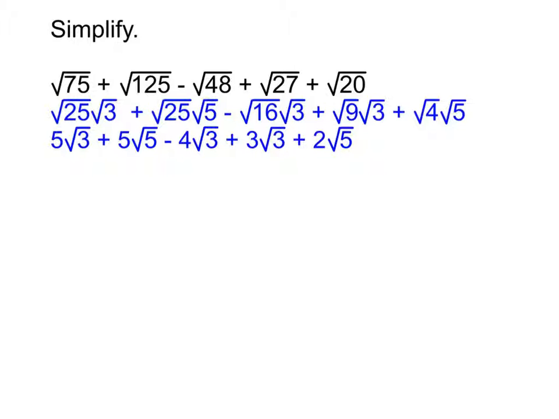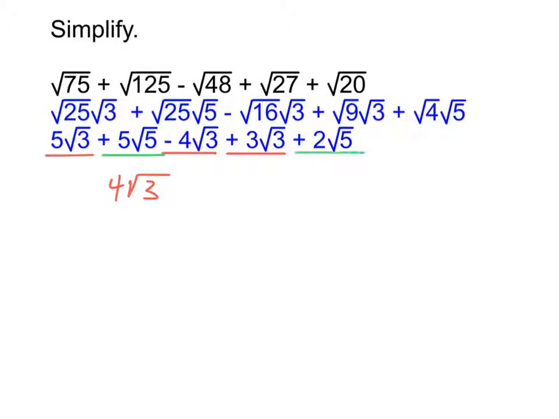Now, when I say like terms, that means ones that actually have the same radical in them. So like, I can add and subtract the root 3's. So I'm going to go ahead and combine all of those. So notice I have 5 minus 4 plus 3 of the root 3's. So 5 minus 4 is 1, 1 plus 3 is 4, so it's going to end up giving me 4 root 3's there.